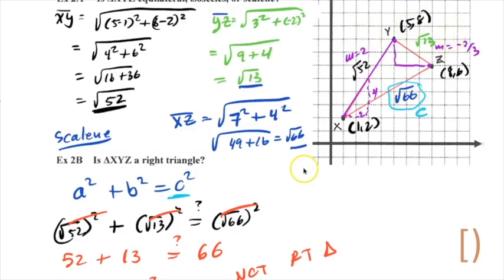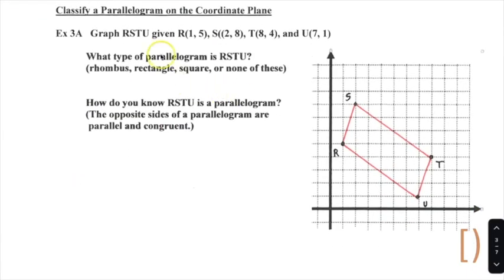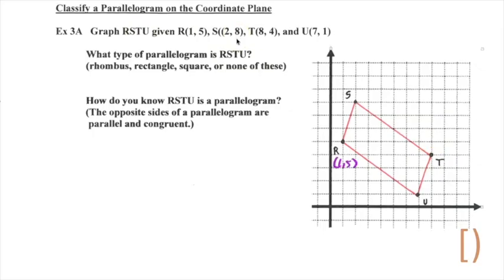It also doesn't work that way. So either way it works. One last one. Given this four-sided figure here, R is (1,5), S is (2,8), T is (8,4), and U is (7,1). What type of parallelogram is RSTU?